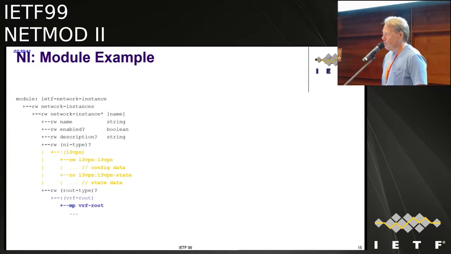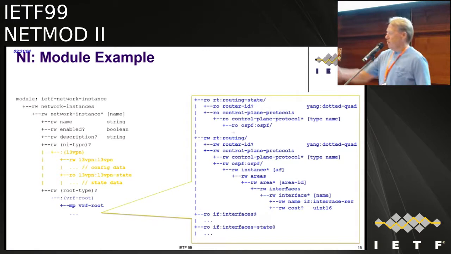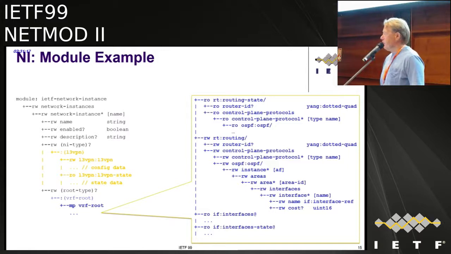And here's just an example of the augmentation that L3 VPN is going to make to NI type. If you have an L3 VPN, you'd have a specific mount point where you'd put everything under there. Like for instance, your IETF routing module and in that you have the list of control plane protocols. And you might have OSPF as one of your control plane protocols, and that would all be mounted under there, just like what we affectionately know as VRFs or contexts or whatever your favorite vendor calls them.